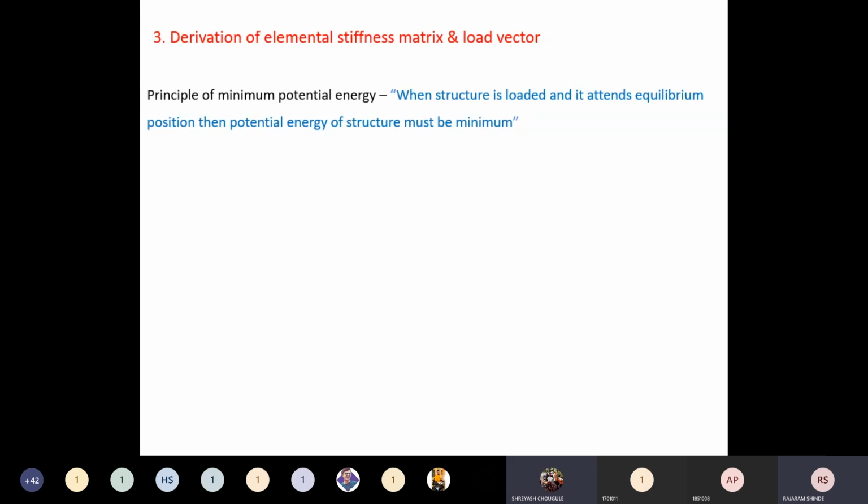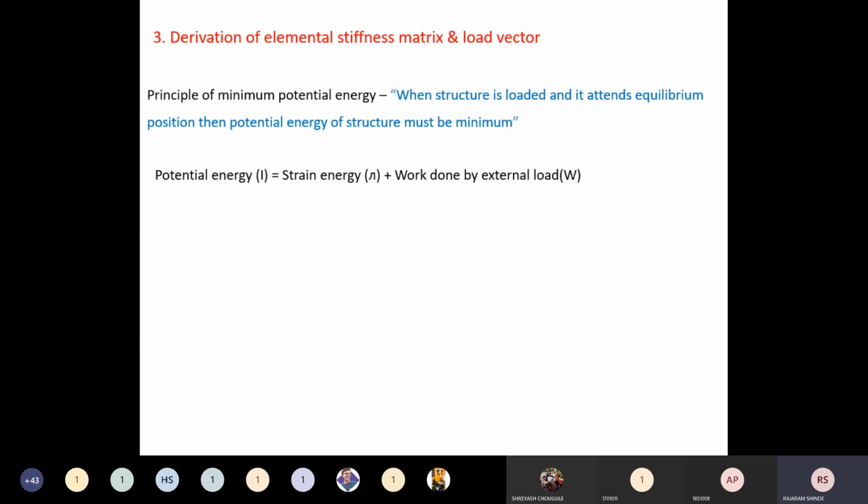Potential energy is the addition of strain energy plus work potential. Strain energy plus work potential means work done by the external forces. Here I will write: potential energy is strain energy plus work done by external load. Now strain energy is developed because of the internal resistance. Am I right? Strain energy is developed because of the internal resistance. Now you have studied the strain energy in second year.